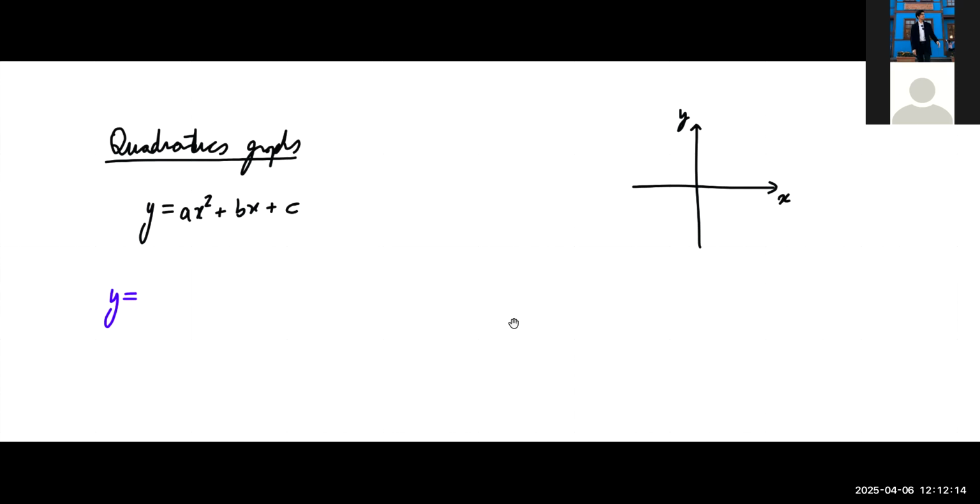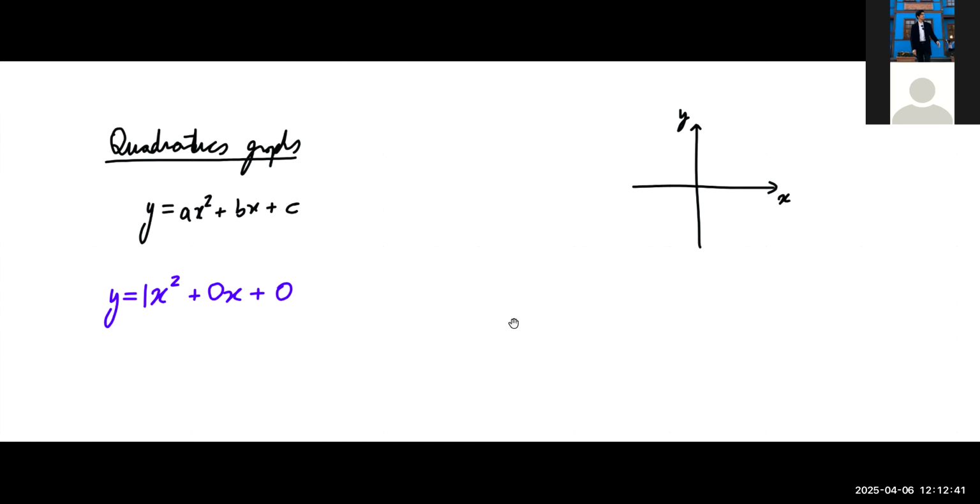For example, let's pick a simple looking one. 1x squared plus 0x plus 0. So this is technically a quadratic, right? Because a is 1, b is 0, c is 0. And to be more specific, it's a quadratic because the largest power of x available in this graph is x squared, right? So that makes it a quadratic graph.